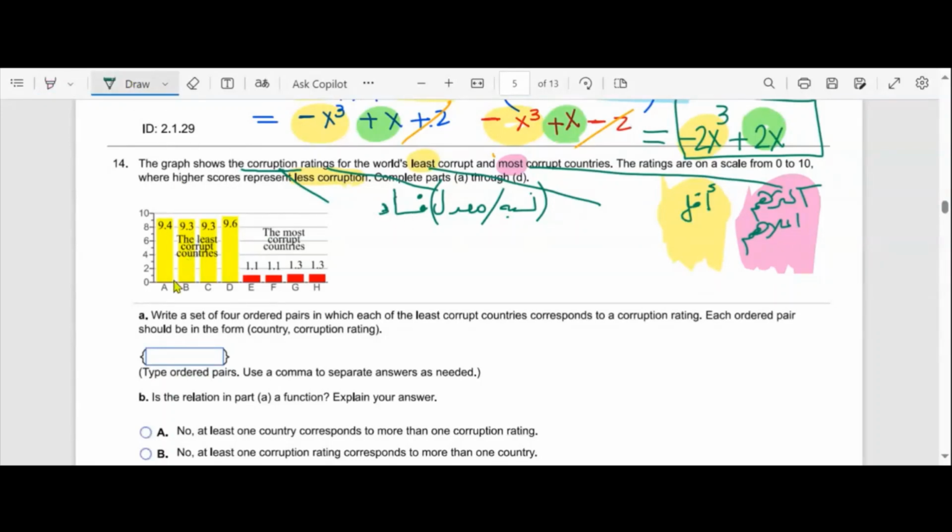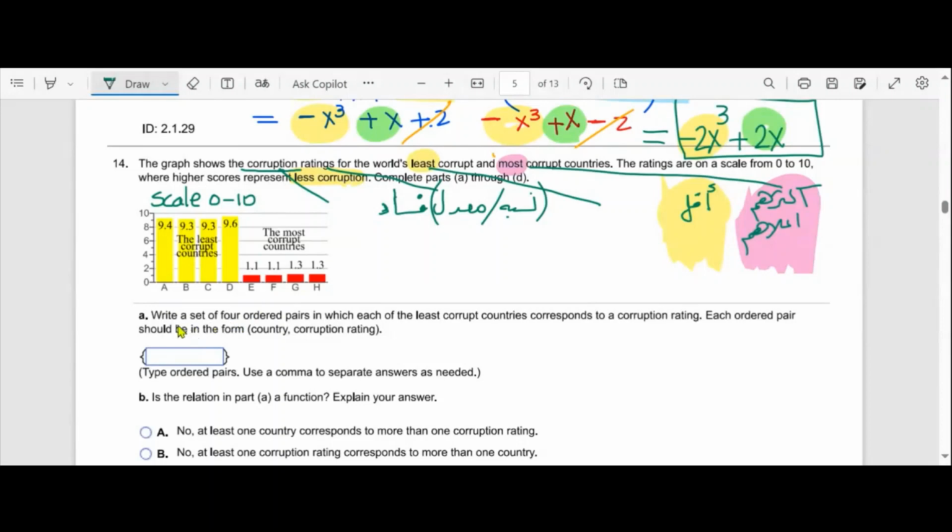So let's take a look here. Now, country A, country B, country C, country D. Now this is not a percentage, it is just a rate, a scale. So the scale here is from 0 to 10. Which one has the least corruption? B and C, also 9.4, 9.6. The best ones are B and C. Okay, the most corrupt countries, how many? 4. Which one has the most corruption? G and H.